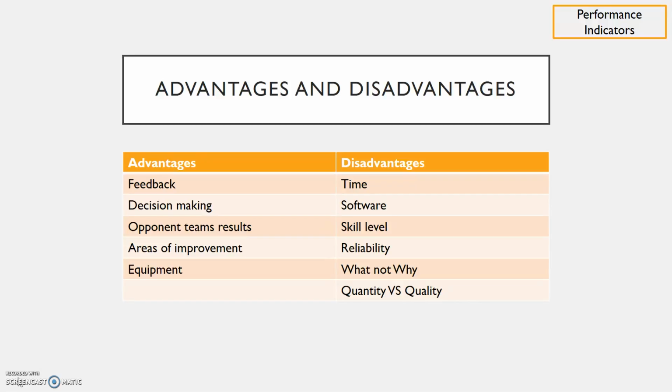The data also only tells you what and not why. Notational analysis is about quantity rather than quality, which means that although a certain performance criteria is being shown lots, the technique is off and isn't aiding the team.